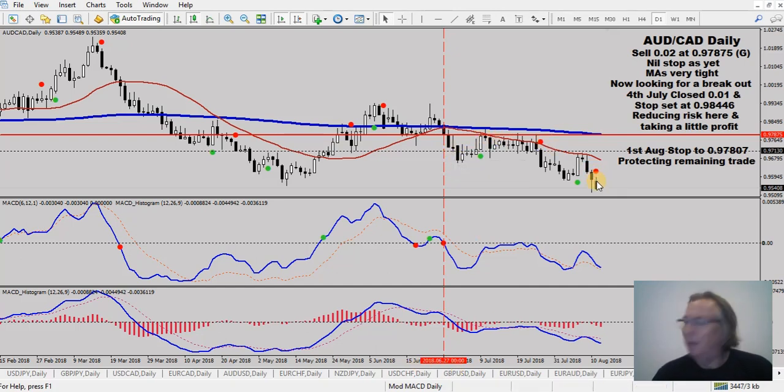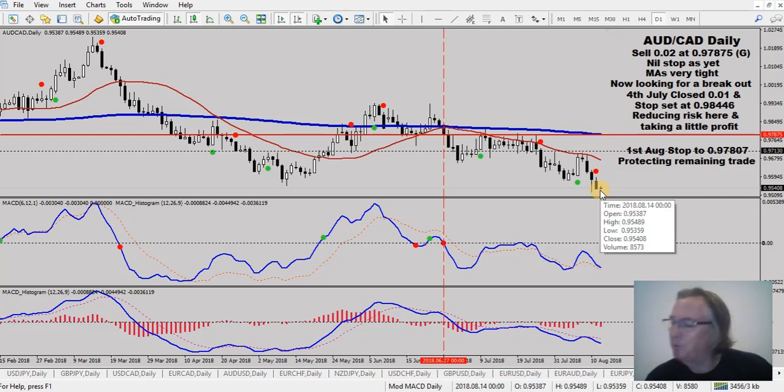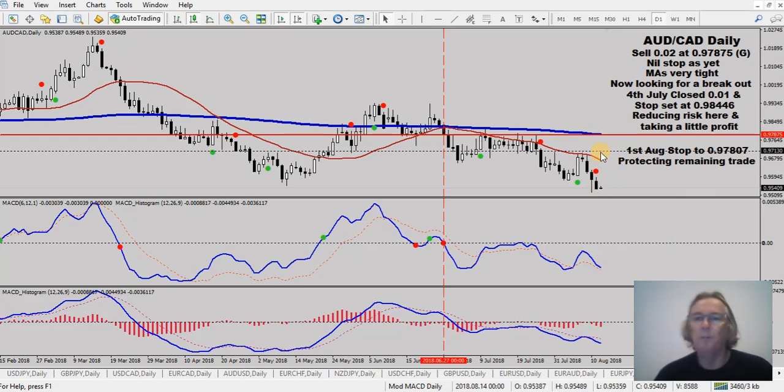But in a sell, already closed half, and this morning I just moved my stop down to 97,130, so 0.97130. It's above the 25 SMA. Just trying to lock in a bit more profit as price heads down, or just trail it down. So that's AusCAD.